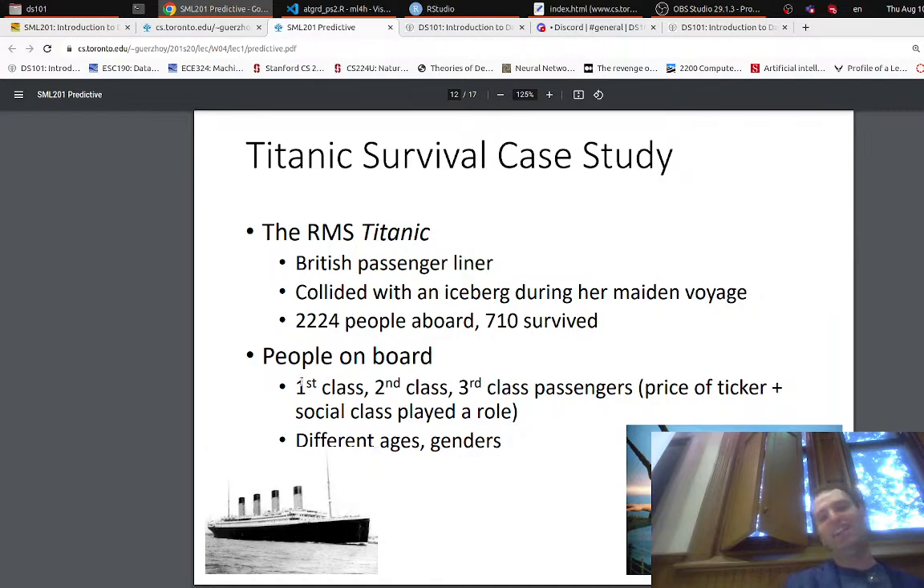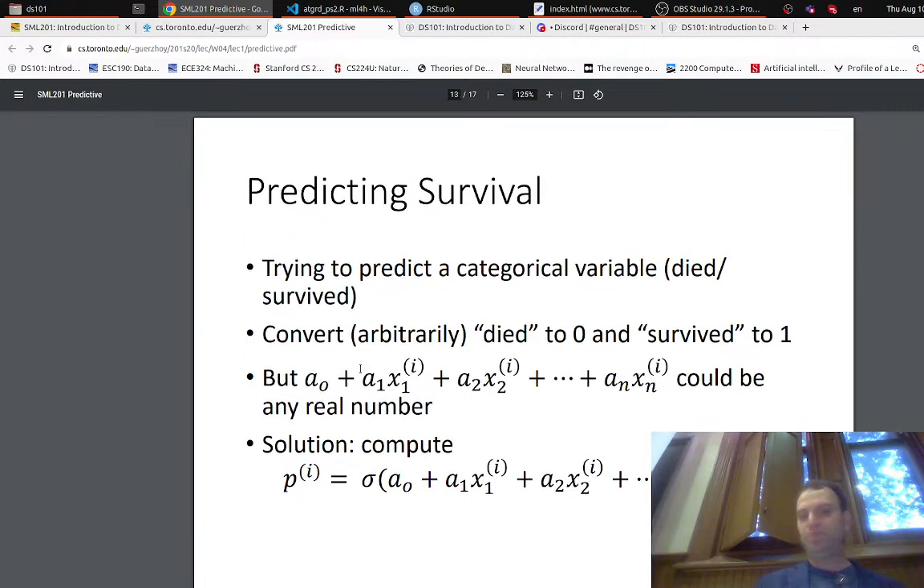Similarly, it's not a big secret that people in first class got priority for the rafts or whatever, but you can see that in the data as well. So what we're going to try to do is predict whether the person survived or not based on whatever data is there. We're trying to predict categorical variables, so died or survived. Drawing a line through the data doesn't make as much sense because the only possible outputs are 0 and 1.